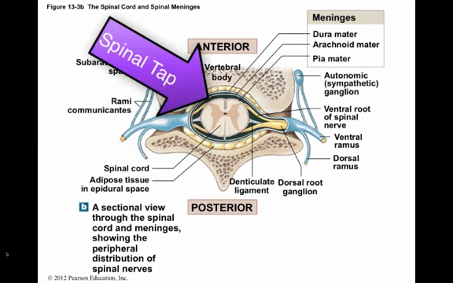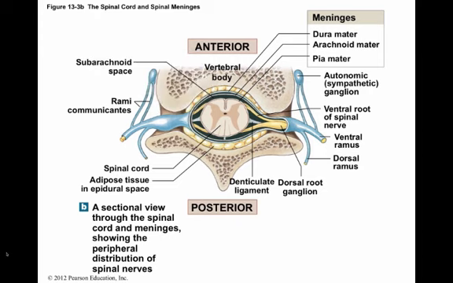A spinal tap is a procedure where a needle is inserted into the subarachnoid space and fluid is withdrawn to be studied for infection and other disorders. The pia mater is the innermost layer that is closely adhered to the spinal cord. The pia mater consists of a meshwork of elastic and collagen fibers that are firmly bound to the underlying neural tissue of the spinal cord.